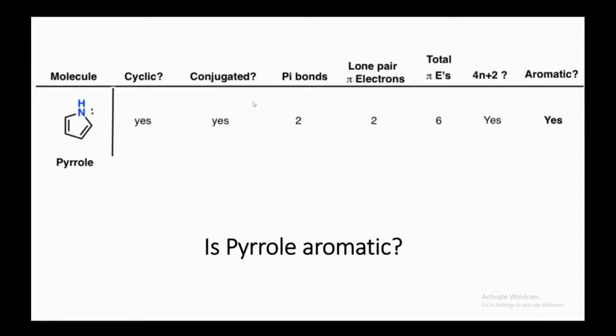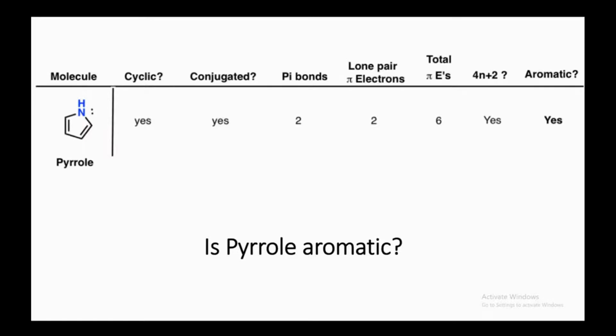pi electrons. And if we put n equals 0, then it becomes 2, and if we put n equals 1, then it becomes 6. And the pyrrole ring contains 6 pi electrons, hence it obeys Huckel's rule. That's why we call it aromatic.